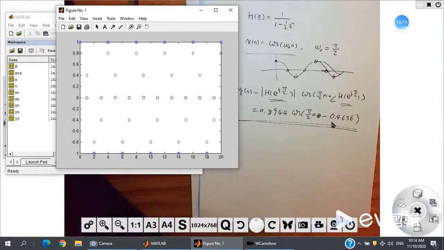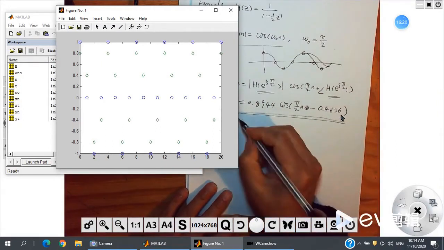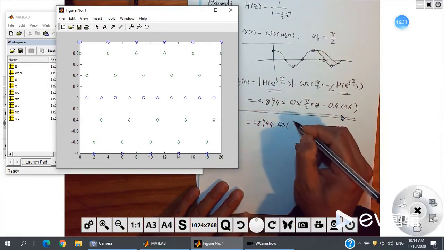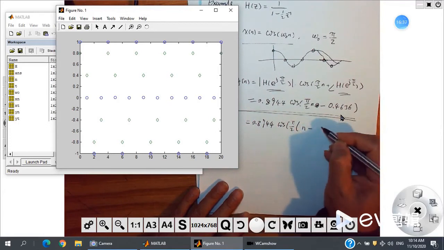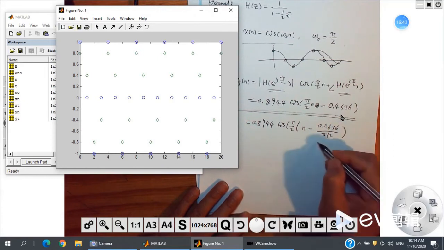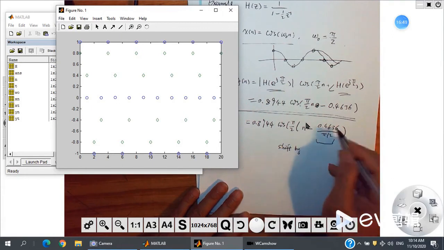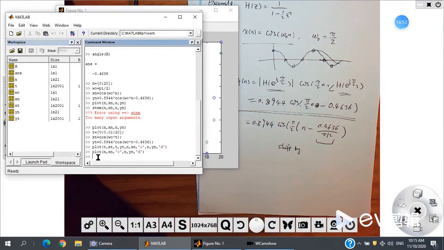If the phase angle here, we can think of it as a shift, but this shift is not a constant, not an integer. So what is the shift? It's 0.8944 times cosine of pi over 2 times n minus 0.4636 over pi over 2, right? So this shift is by this number. What is this number? This number is 0.4636 over pi over 2.